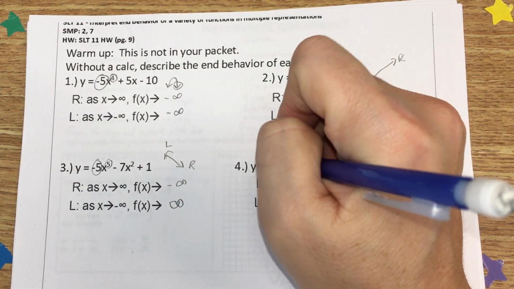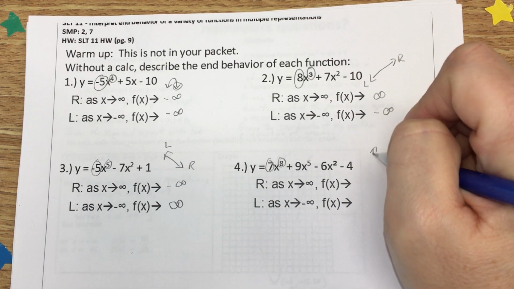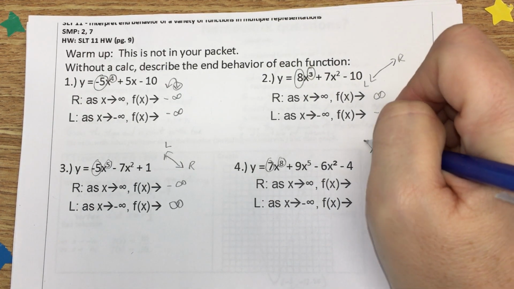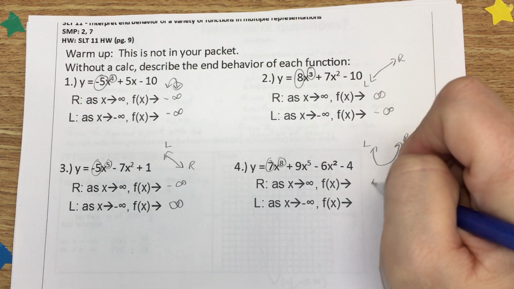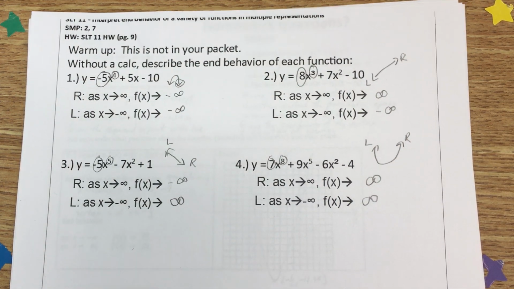And then number 7 has a positive leading coefficient with an even degree. So the model we're going to compare that to is a parabola that opens up. And on both the left and the right, they are going up towards infinity. Oops, that's kind of bad looking, whatever.